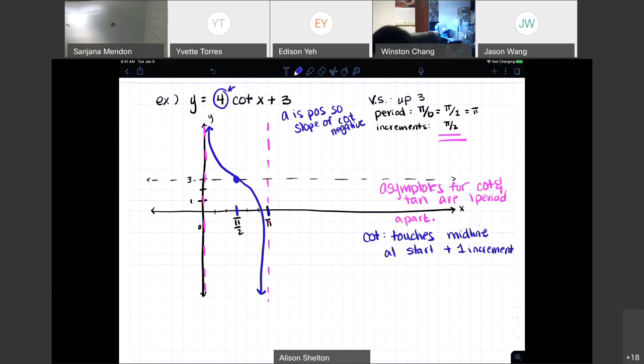Now, if we were drawing more than 1 period, after pi, 1, 2, 3, you'd have another point. That's going to be 3 pi over 2. And then after that, 1, 2, 3, we'd have 2 pi. And we'd have another graph because there would be a second asymptote right here. But this right here, if you're asked to draw 1 period, is 1 period between the first two asymptotes.